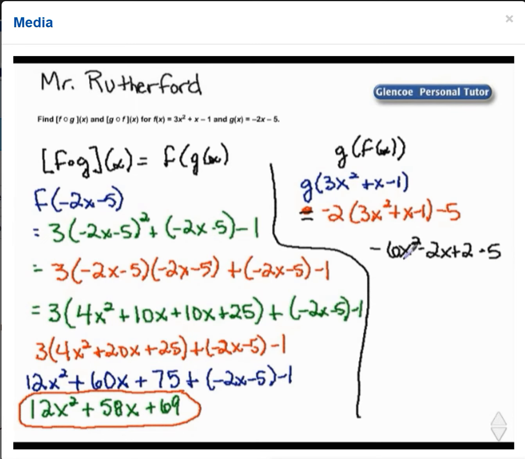So now, let's simplify by adding any like terms. So we have negative 6x squared minus 2x. Neither of those had any like terms. Now we have 2 minus 5. So we can combine those, and that gives us negative 3. So our composition of g and f is negative 6x squared minus 2x minus 3.